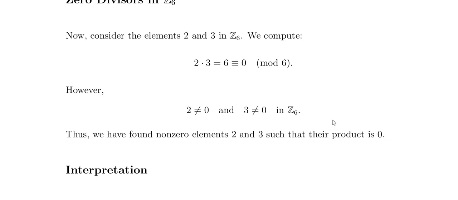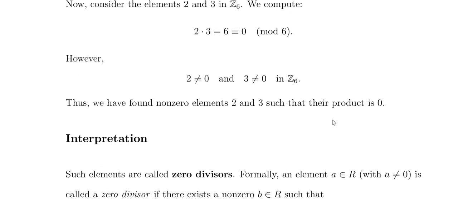So 2 is not equal to 0, 3 is not equal to 0. So the product of two non-zero elements gives the identity element 0. That is, 2 times 3 is 6, which is 0 in Z6. So the product is 0. Therefore, what is the conclusion? This is a zero divisor.